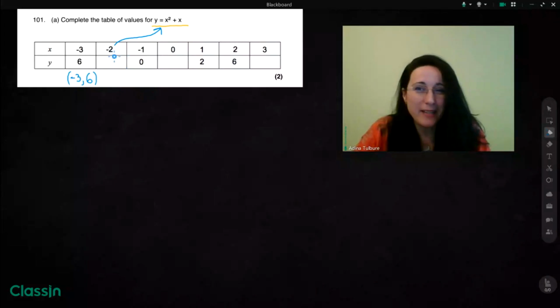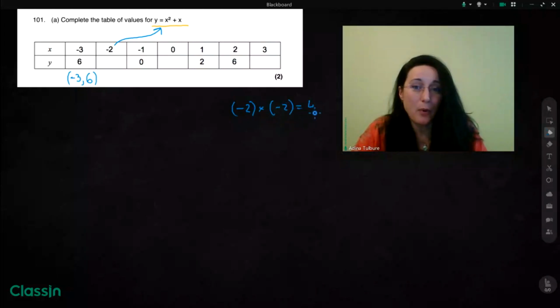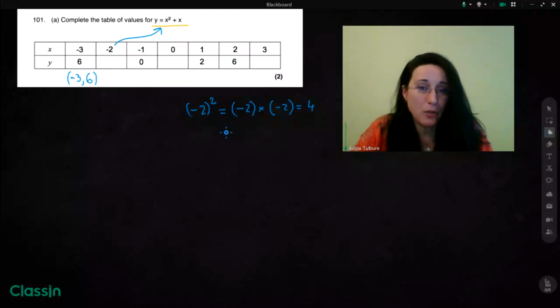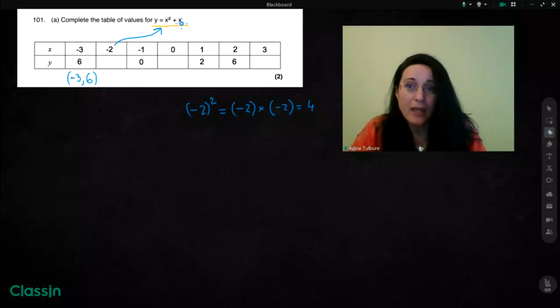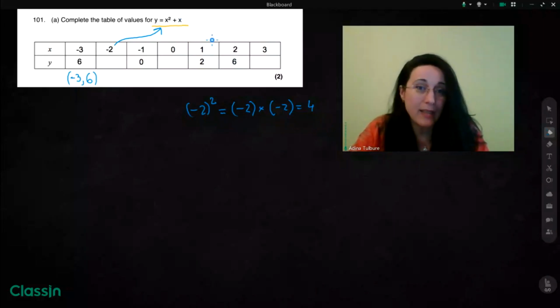So that negative 2 to the power of 2 would be 4. Don't forget, negative 2 times negative 2 equals 4 always. This is negative 2 to the power of 2. This is our x. This is what we have to substitute. So negative 2 to the power of 2 is actually minus 2 times minus 2, which is 4. And then you have to add the negative 2.